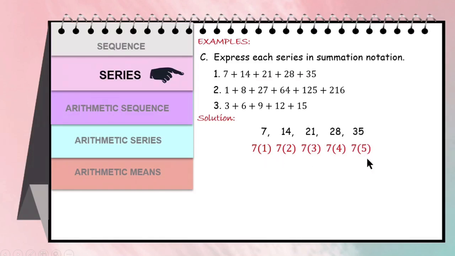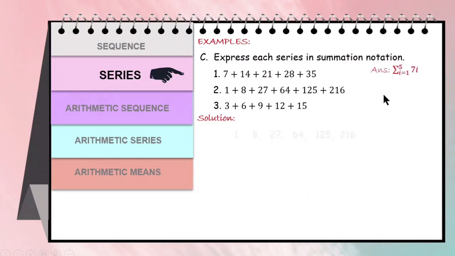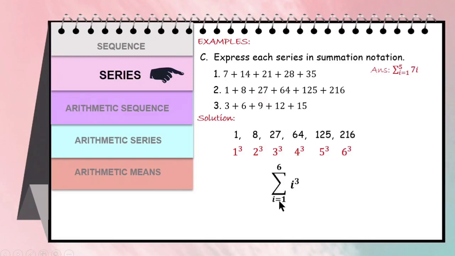This indicates that each term of the series can be written in the form 7i. The index starts from 1 to 5. Thus, the series, written in summation notation, is the sum of 7i as i goes from 1 to 5. Number 2, these are cubes of counting numbers and can be written in the form i raised to 3, where i starts from 1 to 6. Therefore, the summation notation is the sum of i cubed as i goes from 1 to 6. Take note, you can use any variable other than i.